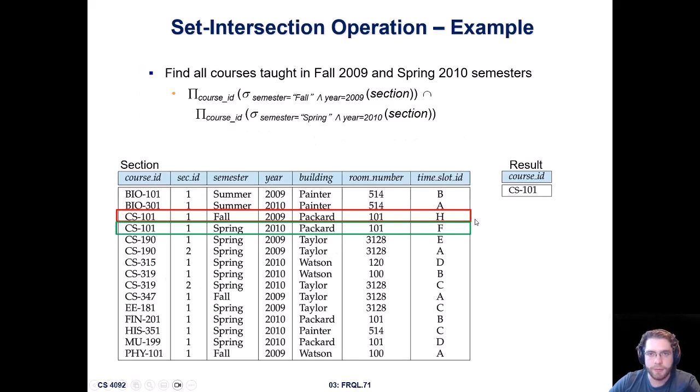Cool. So you can see, find courses taught in the fall 2009 and spring 2010 semesters. These are going to be what your set operations are, same thing as we've seen before. From my relation section, select semester as fall and year 2009, project the course ID, and make sure to find the same tuples in a relation of a selection of section where semester is spring and the year is 2010, and project that course ID. We can see down here that once we do that, we get the two courses that are available for us.